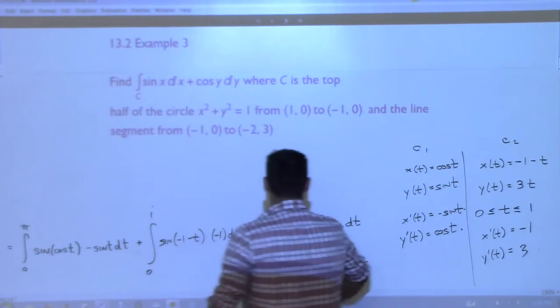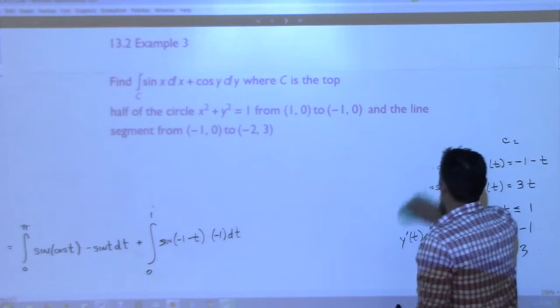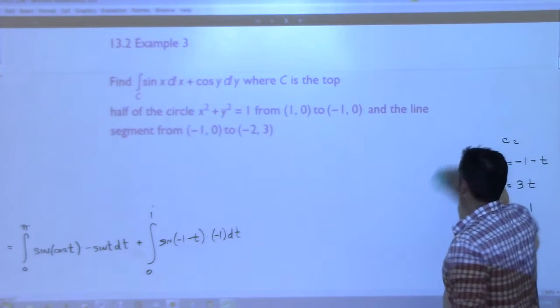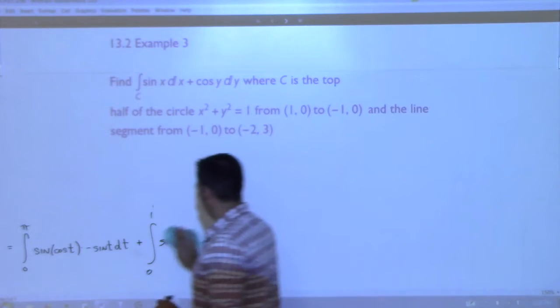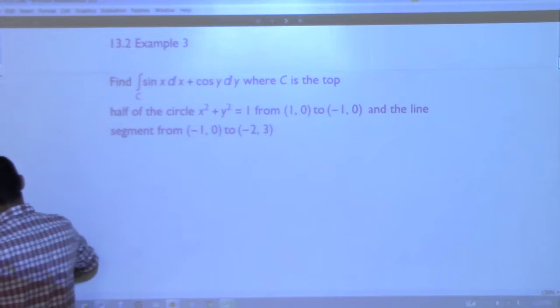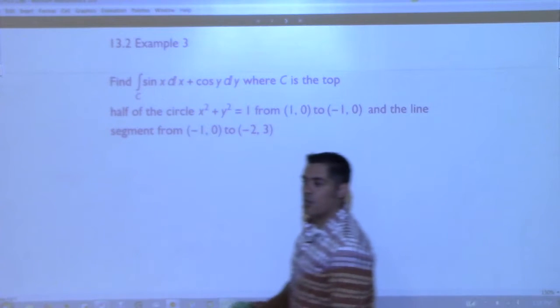So it doesn't matter which one you set as C1 and C2, right? It's big either one. What do you mean? Like, so, well, I guess not, since in the end you're just adding the integrals. Yeah, you're adding them. So it wouldn't matter.